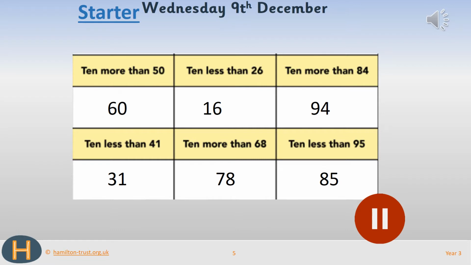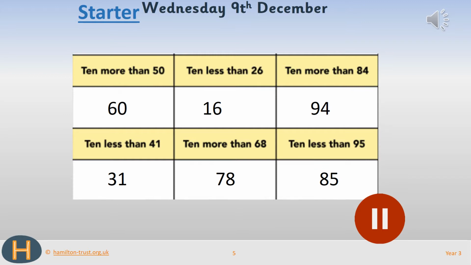So here are your answers to the starter. 10 more than 50 is 60. 10 less than 26 is 16. So if we had a look at that and partition the number, 20 and 6, I'm looking at 10 less than 20. So that's where I get the 10 from.